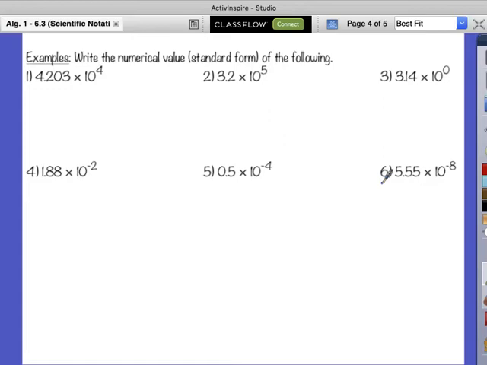Very good. Okay. I want you guys to go ahead and try 4 through 6 now. Go ahead and try 4 through 6 now.